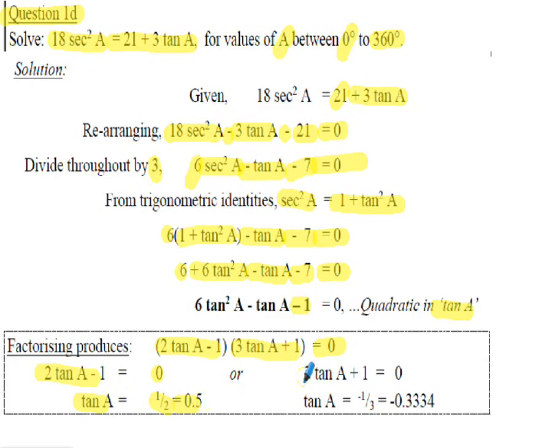And the second solution, I equate 3 times the tan of A plus 1 equals 0. Again, taking away 1, dividing by 3. Tan of A is equal to minus 1/3, minus 0.3 recurring. So I've got my two ratios here of positive 0.5 and negative 1/3. Again, thinking back to our ASTC diagram, we know the tangent curve is positive in the first and the third quadrant, and it's negative in the second and the fourth quadrant.